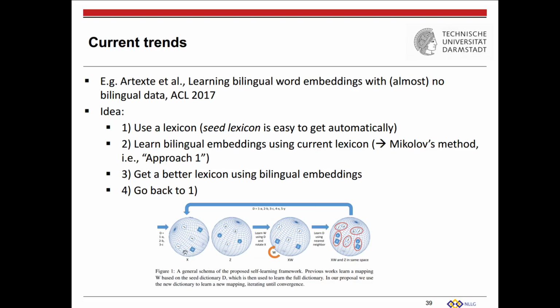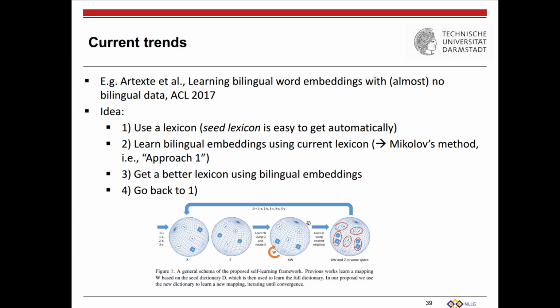So here's the illustration. They have the initial dictionary, which says 1 and A, 2 and B, and 3 and C are together. So this is language X, that's language Z. In language X we have the words 1, 2, 3, 4, 5. In language Z we have the words A, B, C, X, Y. We know the correspondences from our initial dictionary.